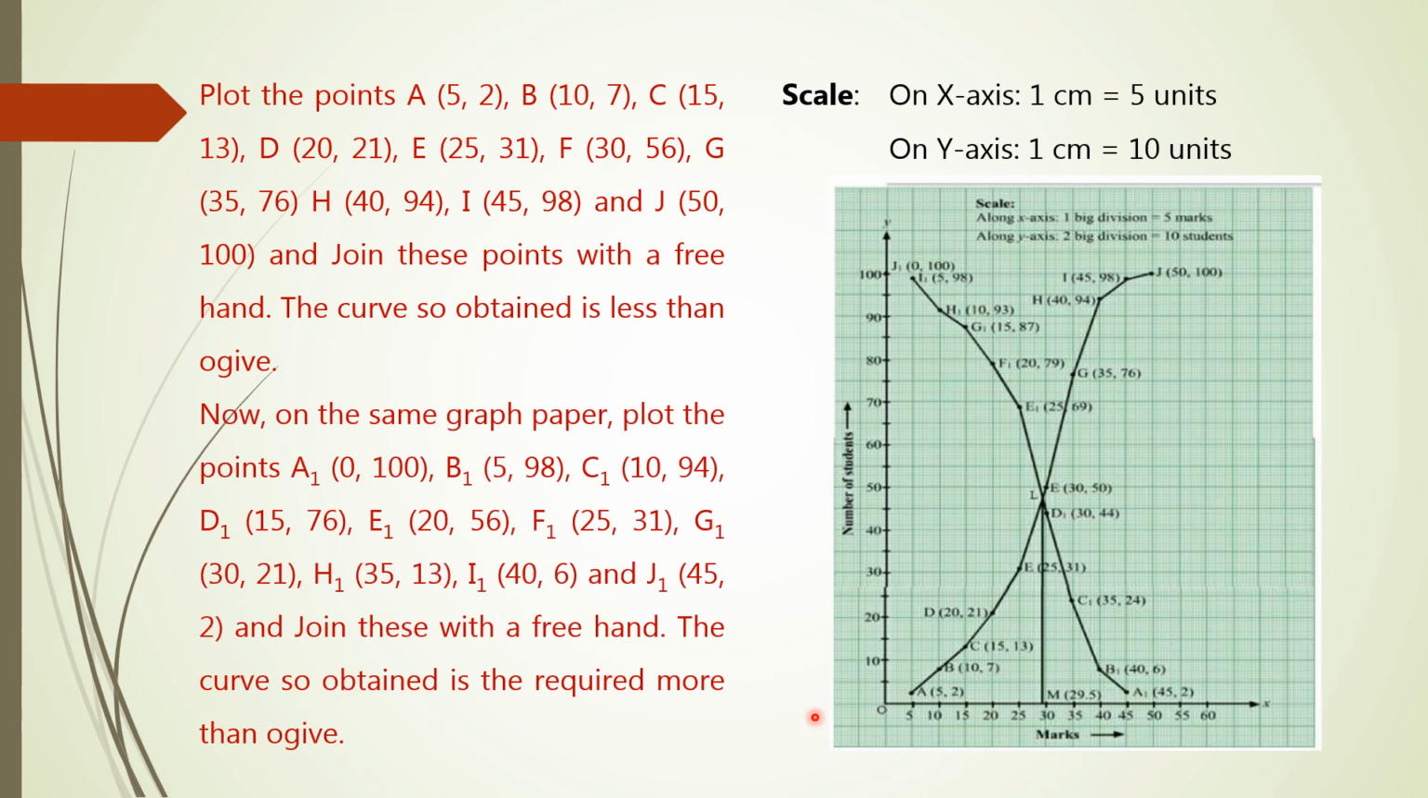Then in the same graph, plot the more than points A1, B1, C1, D1, E1, F1, G1, H1, I1 and J1 using the lower limits and their more than cumulative frequencies. Again, join these points with a freehand curve. The curve obtained is the required more than ogive. This is the more than ogive, which is a falling curve. It is falling downwards, whereas the less than ogive is a rising curve. In this way, we can represent both ogives on the same graph.